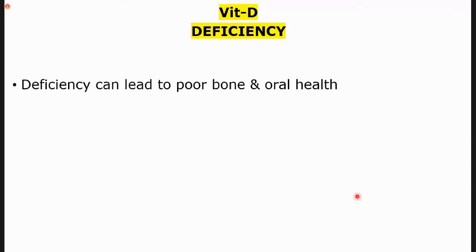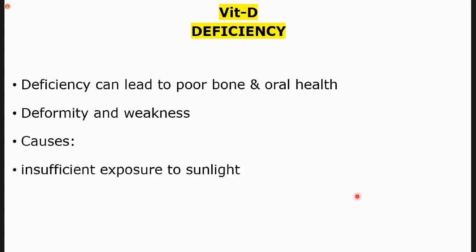Now, vitamin D deficiency. Deficiency can lead to poor bone and oral health, deformity and weakness of the bones. Causes can be insufficient exposure to sunlight. It's really important to discuss here that most of the public living in Karachi have vitamin D deficiency because most of us avoid having sunlight, and we do not take food items that are rich in vitamin D.